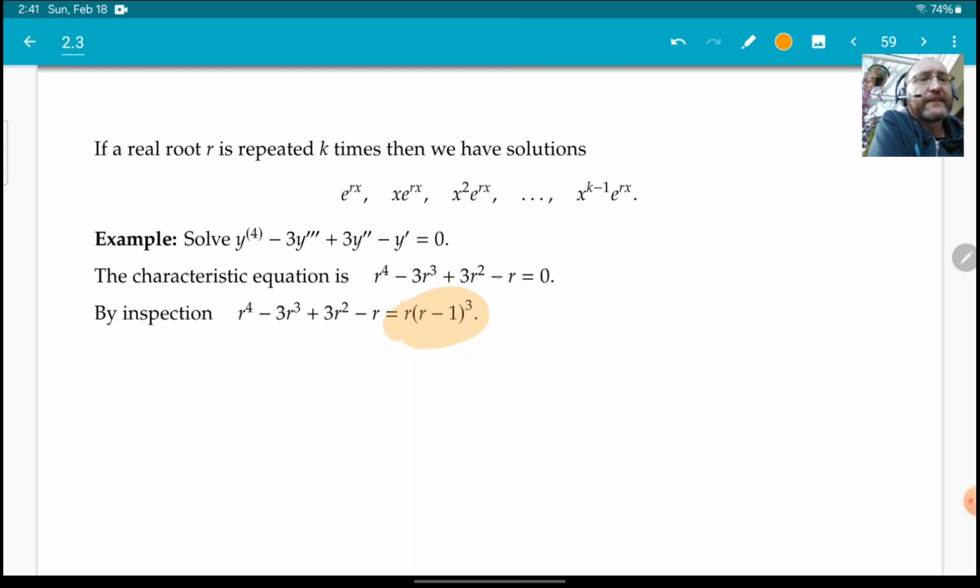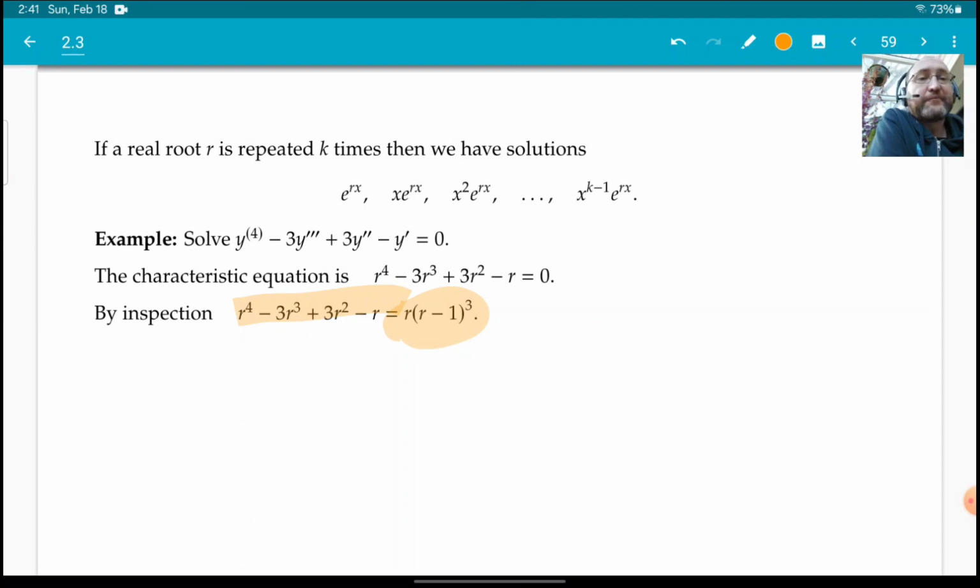You can definitely factor out an r, and then the rest of it you sort of maybe notice that it looks like a third power of something. So you have this 1 3 3 1, well, with the negative signs, and so you just sort of notice. Again, you could use a formula.